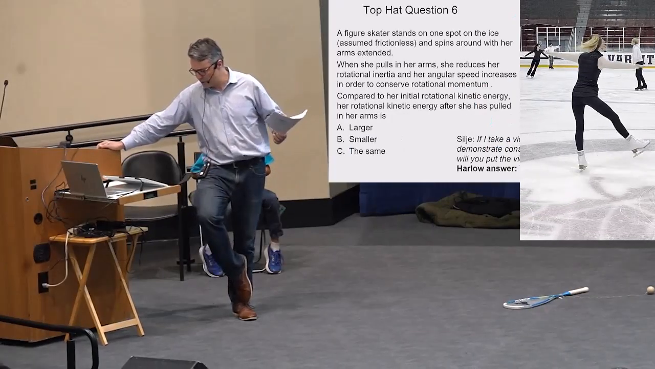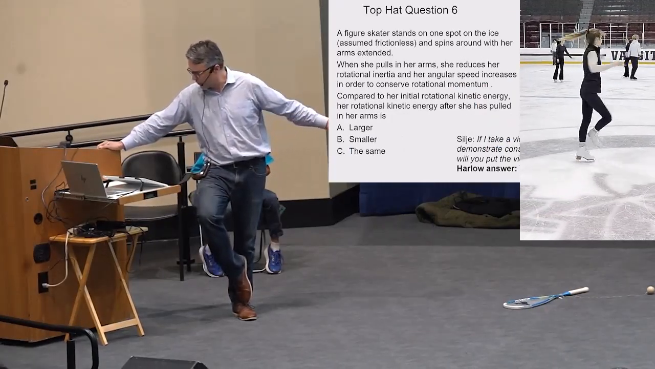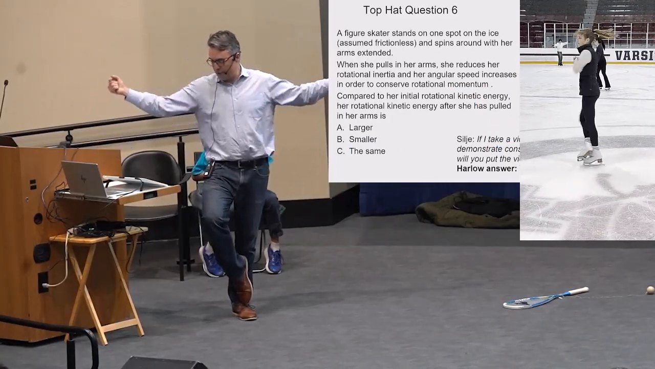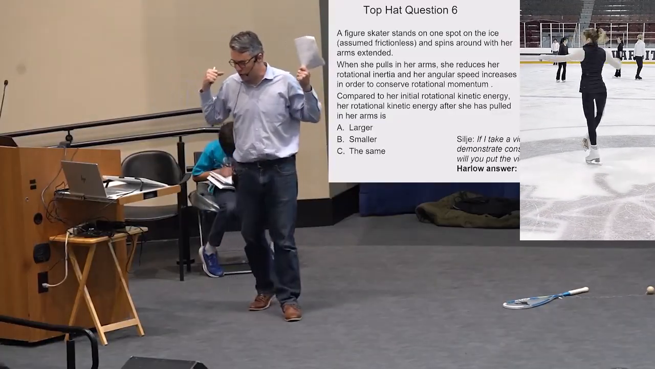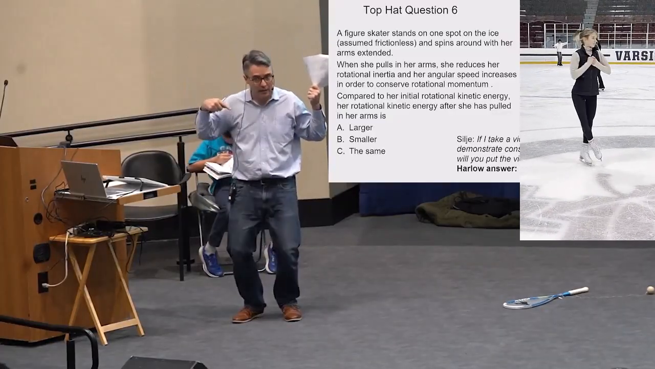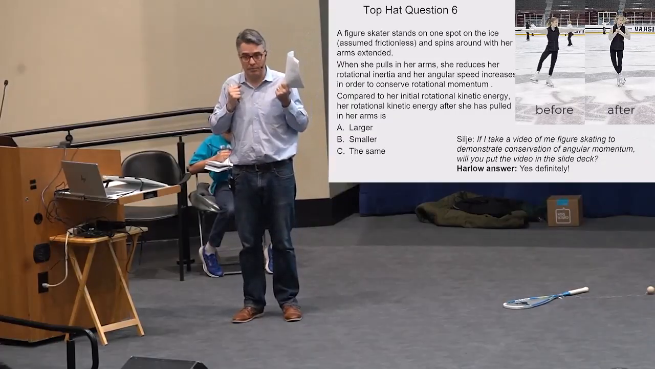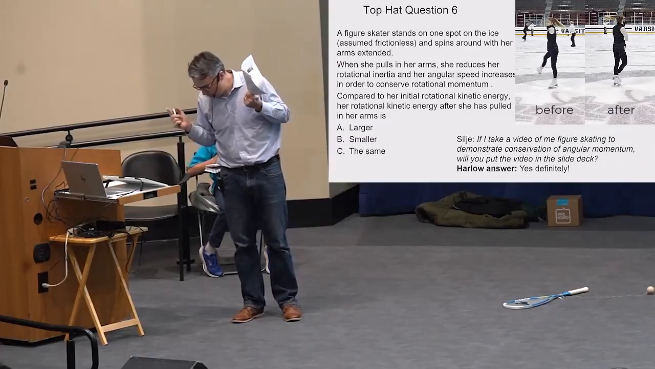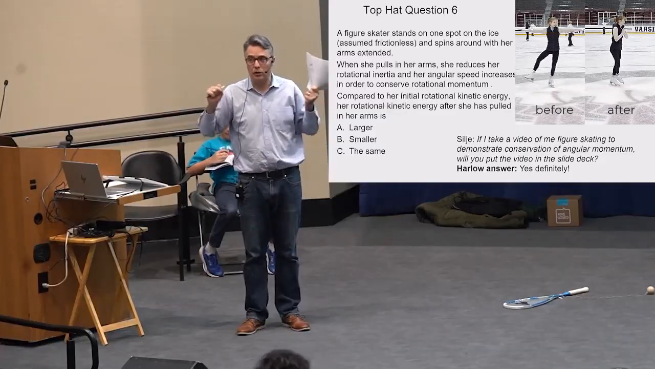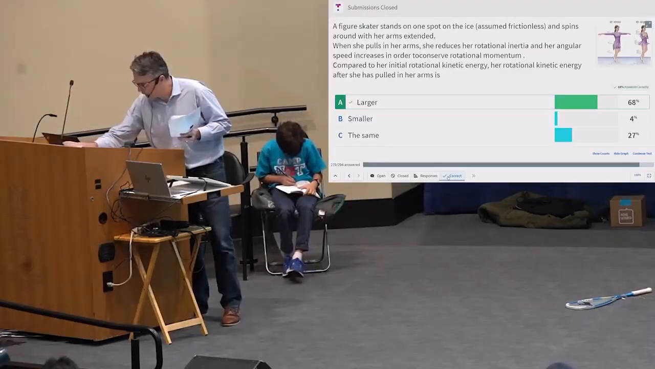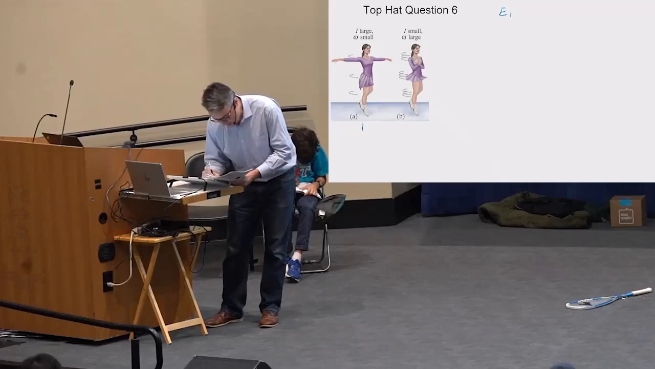A figure skater stands on one spot in the ice and spins around with her arms extended. When she pulls in her arms, she reduces her moment of inertia, or rotational inertia, and so I goes down, omega goes up. So compare her initial rotational kinetic energy to her final rotational kinetic energy. So A is correct. Let's call this 1 and call this 2. So certainly I1 is greater than I2.